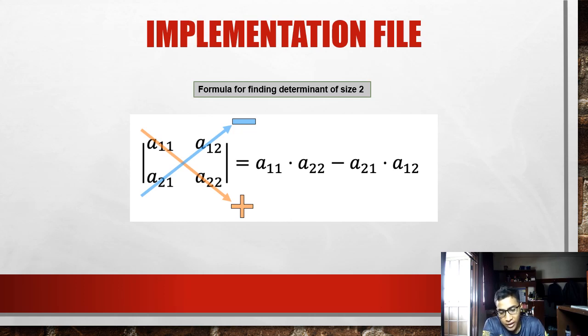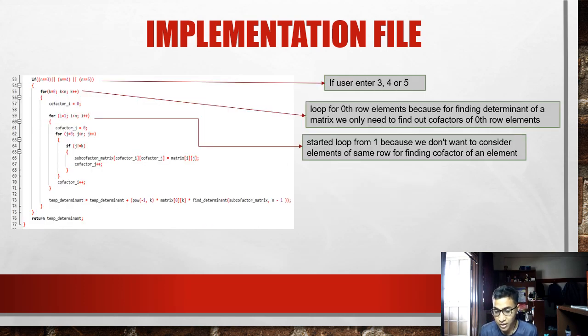Let's say there are 4 elements. Formula for finding the determinant of size 2: A times D times plus 1, and then B times C times minus 1, and then we get the answer. For n equal to 2, I use the if-else statement because n minus 2 cannot be put into this function.